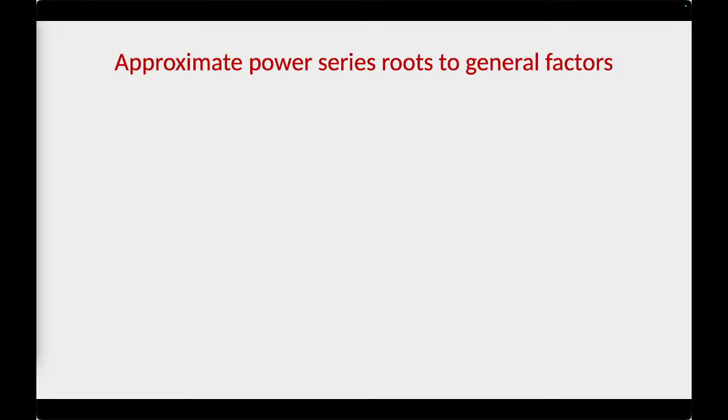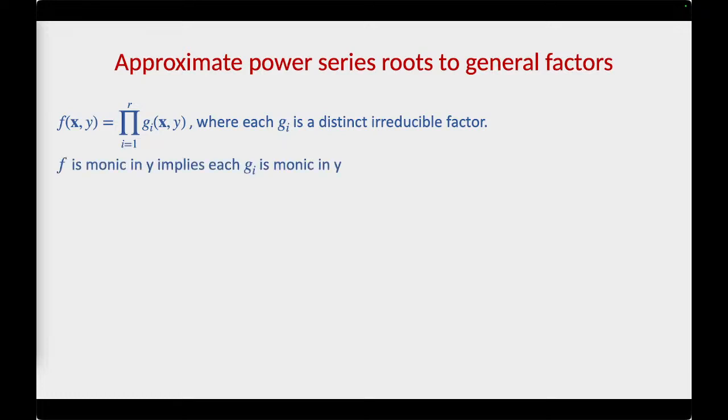Great, so now that we have power series roots and we can talk about the complexity of some factors, let's go ahead and talk about the complexity of general factors. And the key idea here is the following. So let's say f of x, y is the product over i going from 1 to r of g_i of x, y. Each g_i is a distinct irreducible factor. Now f is monic in y, which with a bit of thought implies that every g_i can be assumed to be monic in y without loss of generality. And let's say that phi superscript 1 up to phi superscript d are all the power series roots of f.